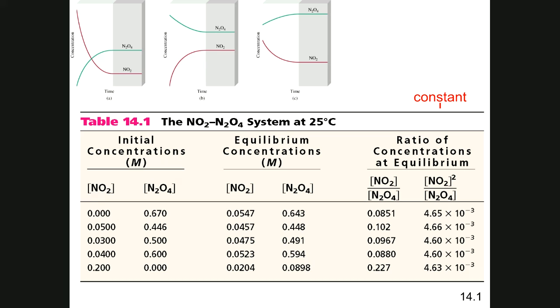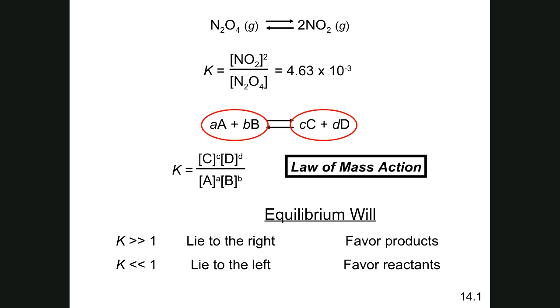So the ratio of the products over the reactants, raised to the power of the coefficient, is going to be a constant number. What can change this number is the temperature. So we have to specify the temperature, for example that this equilibrium constant is at 25 degrees Celsius, and it is based on the balanced equation. In general, K is the concentration of products, and if you have more than one product you put all the products, divided by the concentration of the reactants raised to the power of their coefficients. This is the law of mass action, or equilibrium constant expression.